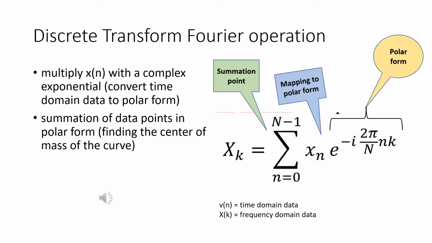Fourier transform operations consist of mapping operations on polar form or complex exponential multiplication with time domain data x[n], and the sum or integral of the product of x[n] multiplication with complex exponentials.